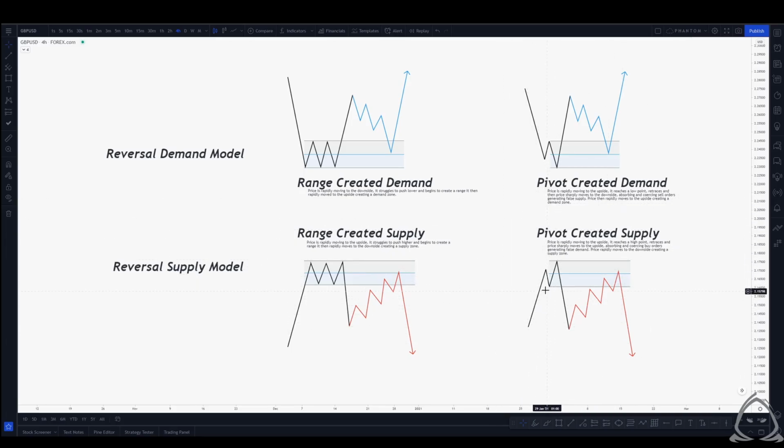We get a low that's created, then we have a sharp move to the upside and a break to the downside, a rapid move to the downside. Once again, we're not trading the initial break. We're waiting for price to return back to this newly created supply zone to look for entries.